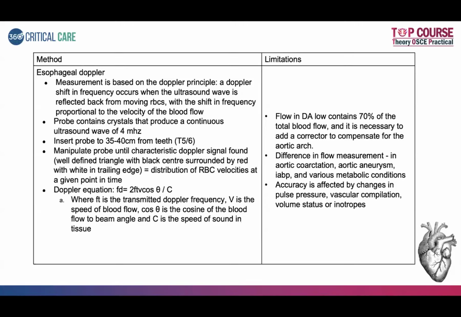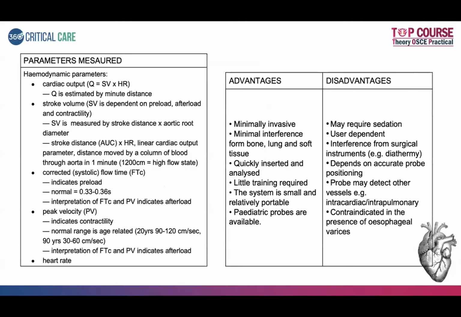The flow in the descending aorta contains only 70% of the total blood flow, so it is necessary to add a corrector to compensate for the aortic arch. And whenever there is aortic coarctation, aortic aneurysm, or the presence of IABP, there could be a difference in the flow measurement. Accuracy could also be affected by changes in the pulse pressure, any vascular issues, volume status, or use of inotropes. So what are the parameters we are measuring in the transesophageal echo?